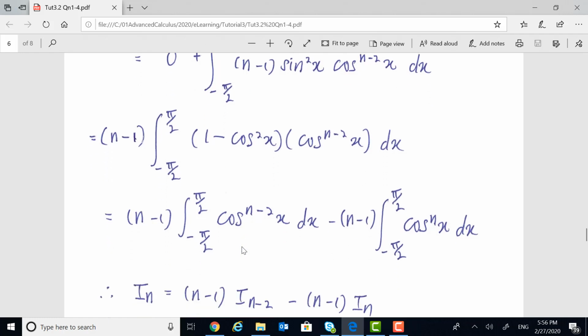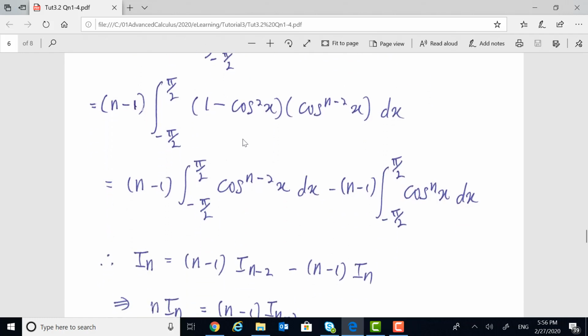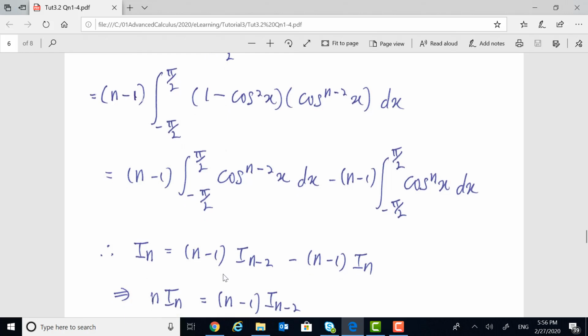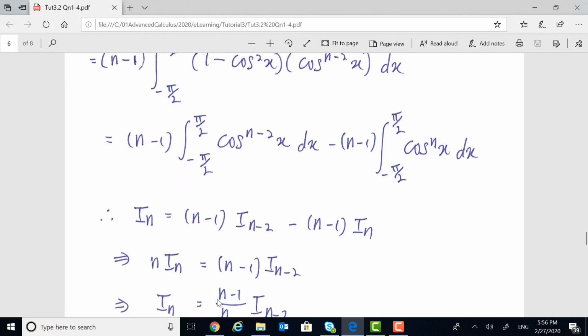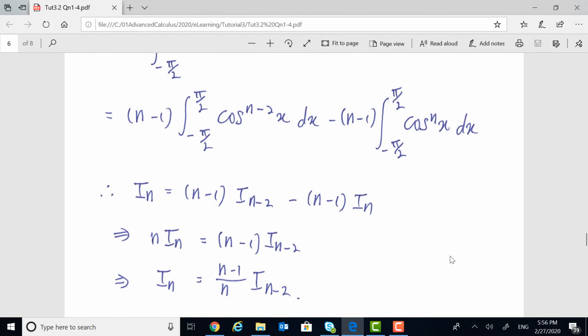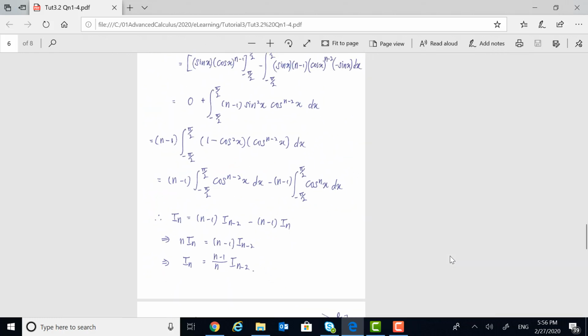And now what we have here is that this expression is actually I of n minus 2, and this one is actually I of n. So we have In equals n minus 1 of I n minus 2, minus n minus 1 of In. I bring n minus 1 In to the left, and I get just n of In, and this stays on the right. Then bring the n down, and I get the proof that In equals n minus 1 over n of I n minus 2. So this is actually part A of number 4.